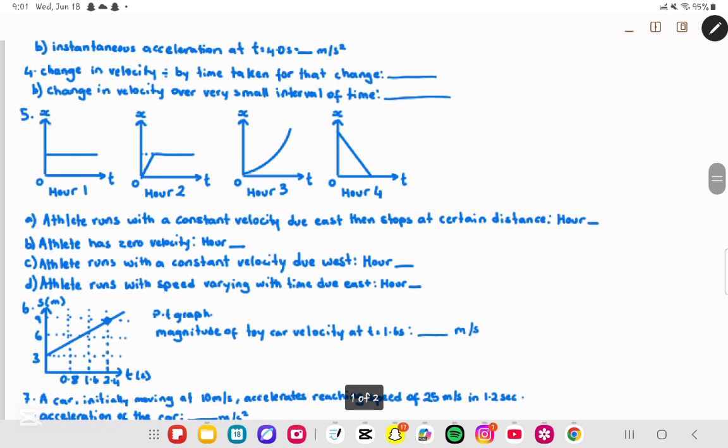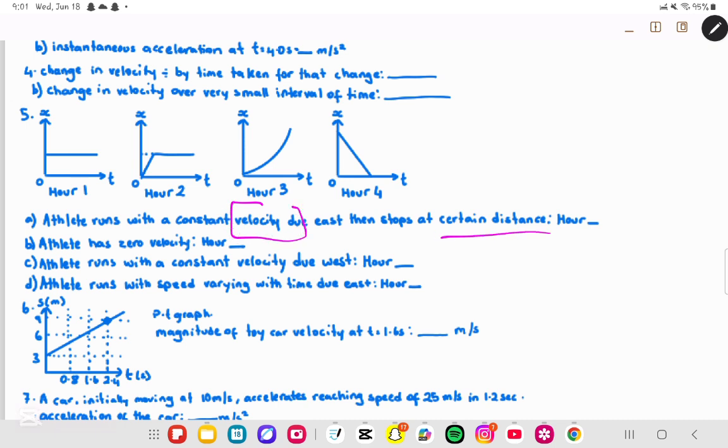Let us move on to question number 5. It gave us 4 graphs. I think you have to match each graph to what they told us. So they told us, athlete runs with a constant velocity due east, then stops at a certain distance.